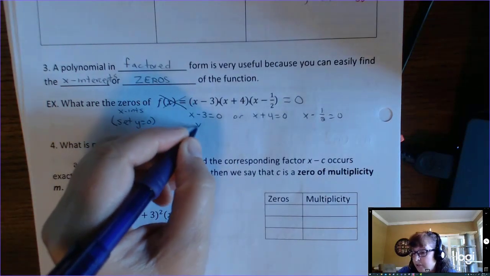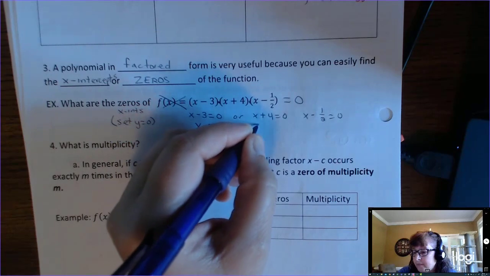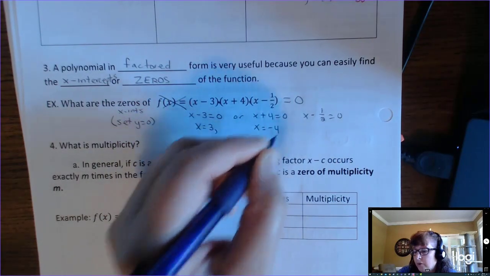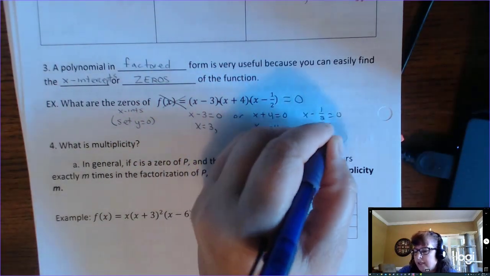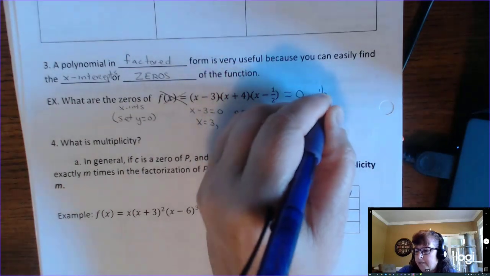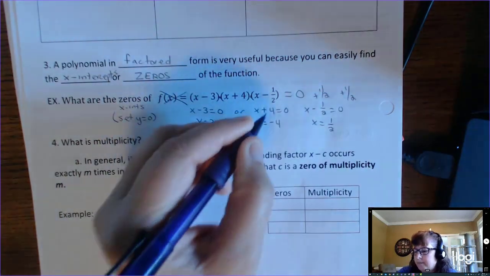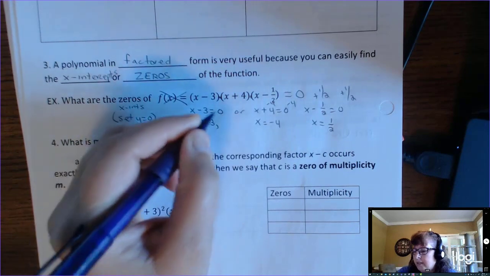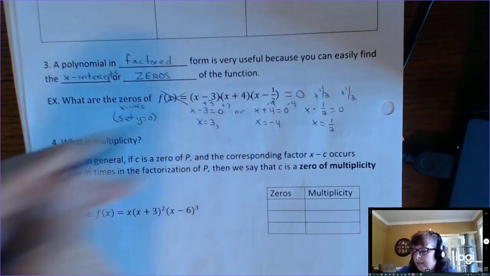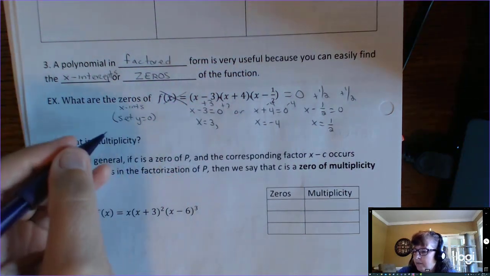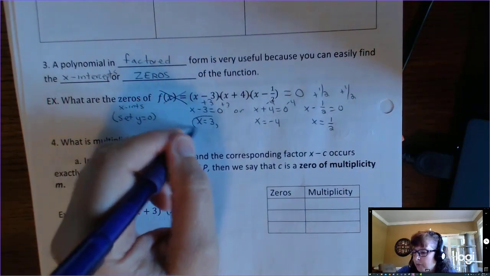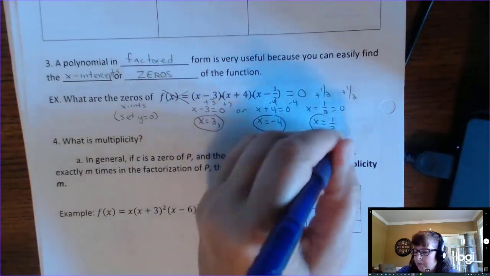So if you solve this, you get x is 3. If you solve this, you get x is negative 4. And if you solve this, you get x is 1/2. So I'm adding 1/2 to both sides. That's what I subtracted 4 here, added 3 here. So the zeros of this function are 3, negative 4, and 1/2.